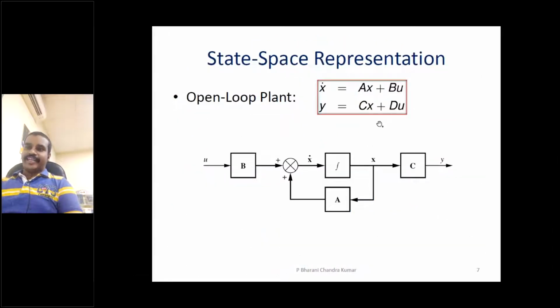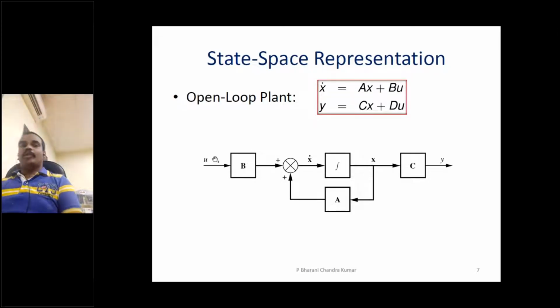So this is again the state space representation of the open loop plant: x dot equals Ax plus Bu, y equals Cx. So this is the open loop plant. However, this u is the one which we need to control. And as far as the state space pole placement controller is concerned, u equals minus K into x is the one, where K is the pole placement controller gain which we need to find out.